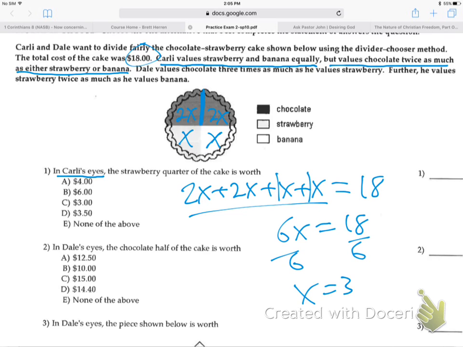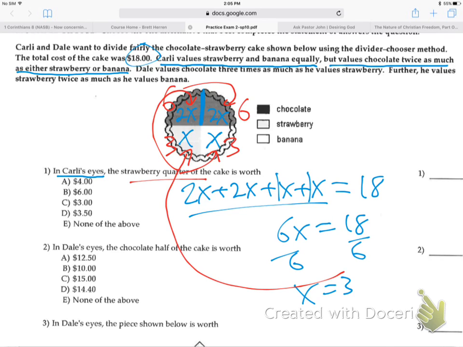So now you plug that in everywhere you've got X. So let's take that 3 and put it in there and there and there and there. That means 2 times 3. This is a $6 section, $6 section, $3 section, $3 section. Make sense? So that's the whole 18, isn't it? 6 and 6 is 12, 13, 14, 15, 16, 17, 18. That explains how Carly sees the whole cake. It's worth $18. The 2 chocolate parts are 6 and 6. The strawberry and banana are 3 and 3. Is that good? Now, what's their question? The strawberry quarter. So it's $3. See?